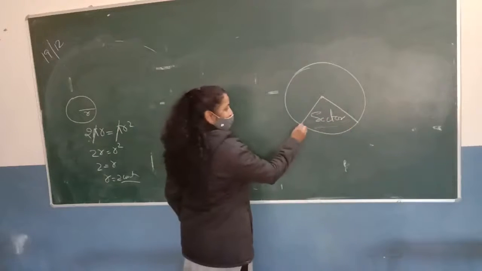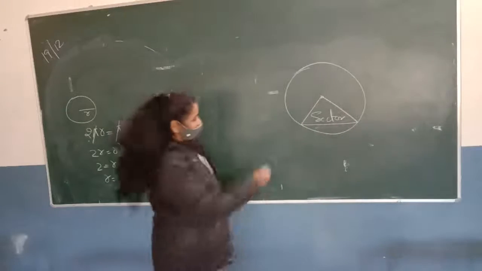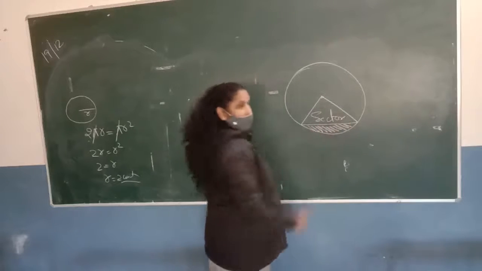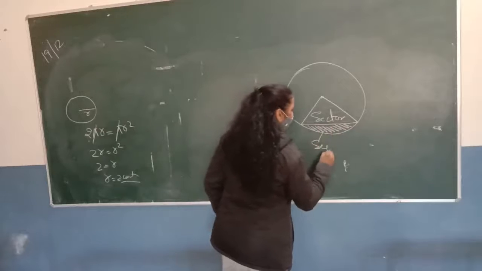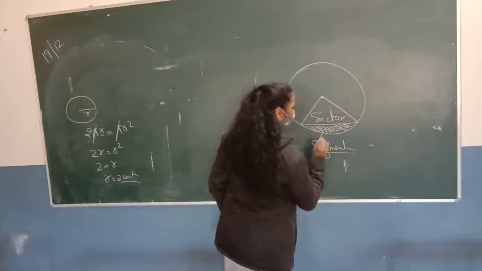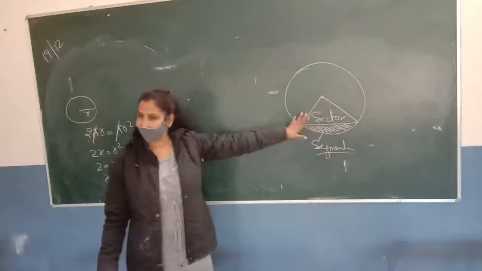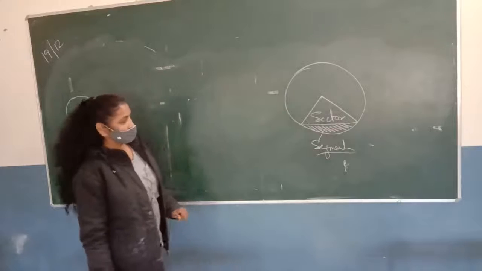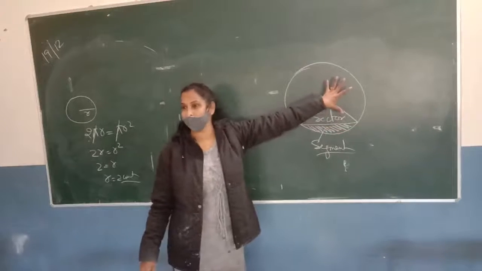Or if we join these 2 points like this, this portion is called a segment. This portion like a pizza piece is called the sector, and this bulb is called the segment. This one is the minor segment, and this whole portion is called the major segment.